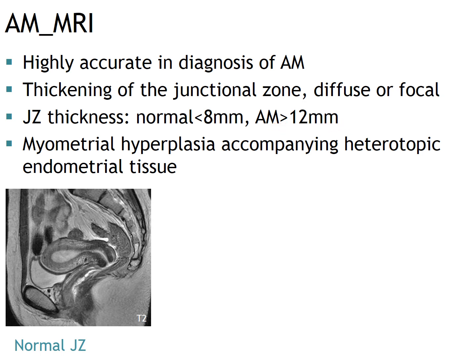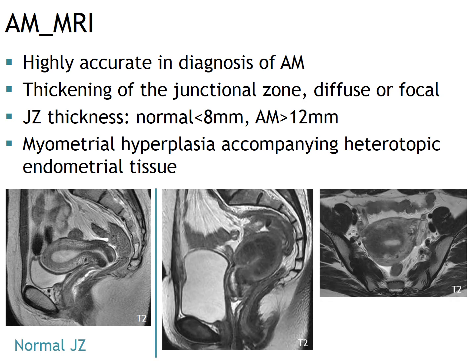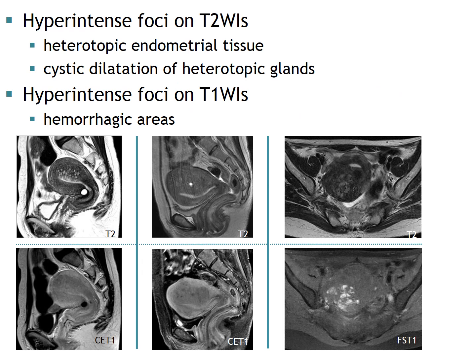suspect adenomyosis. This is a case of adenomyosis showing thickening of junctional zone, mainly on the right side. This low signal intensity is due to myometrial hyperplasia around heterotopic endometrial tissue. These are three different cases of adenomyosis.